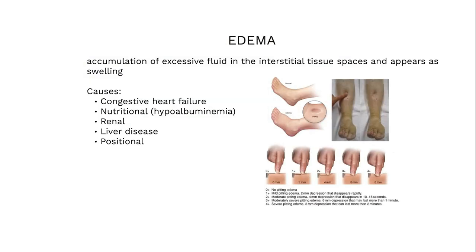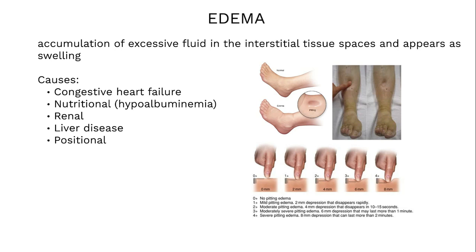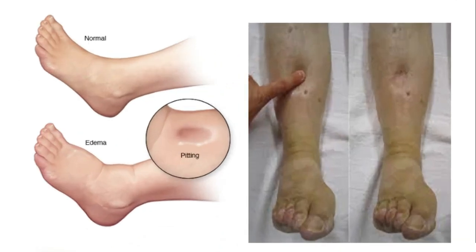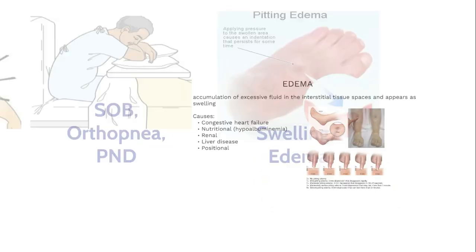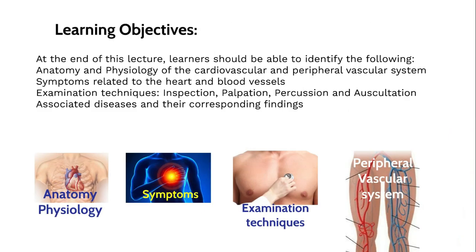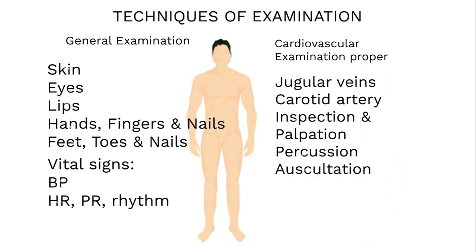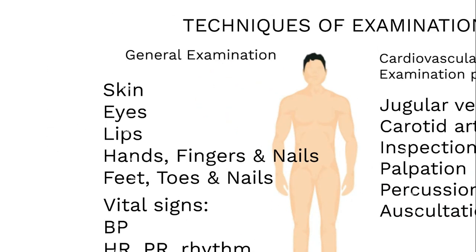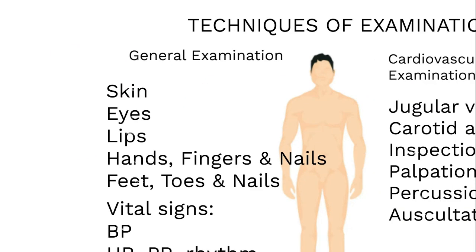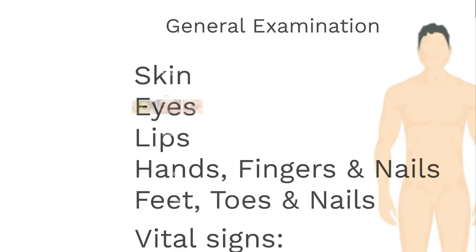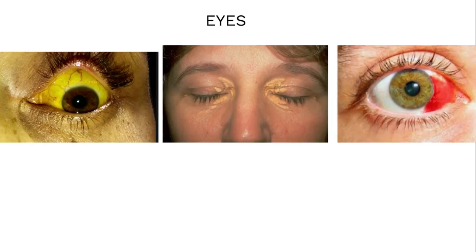Okay, next is edema. This is excessive accumulation of fluid, usually appreciated in the lower extremities. It could be heart failure, hypoalbuminemia, a kidney problem, a liver problem, or a positional problem. Okay, for the examination techniques, in the skin you can see if the patient is cyanotic or jaundiced. For the eyes, you have to look for possible jaundice.